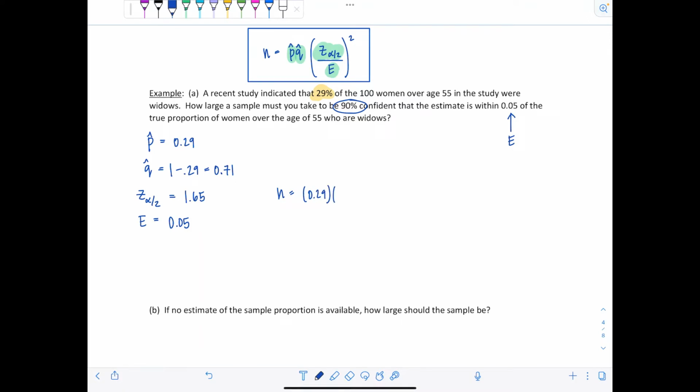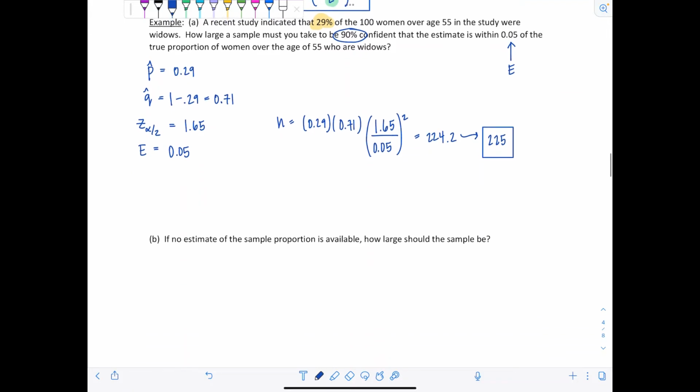0.29 times 0.71 times 1.65 divided by 0.05 squared. This one I'm going to redo really quickly in my calculator. So what I'm doing is I take 1.65 divided by 0.05, square that, and then multiply that by 0.71, and then times 0.29. Oh yes, I did it perfectly the first time. 224.2251, whatever. I have to round that up to 225. Okay.